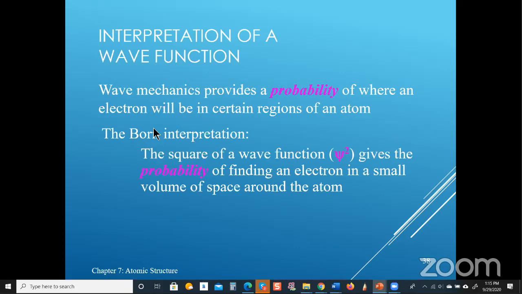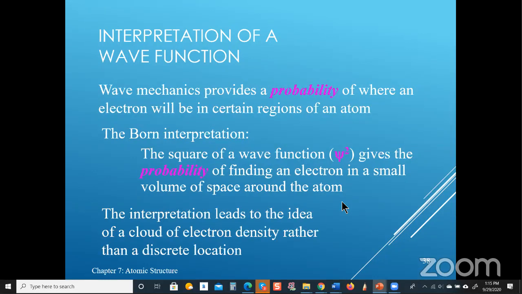And the Born interpretation, this is another physicist, of the wave function is that the square of the wave gives the probability of finding an electron in a small volume of space around the atom. Now, there's a reason why this is important because, and I should have mentioned this before, the Bohr model that we talked about had some issues, right?